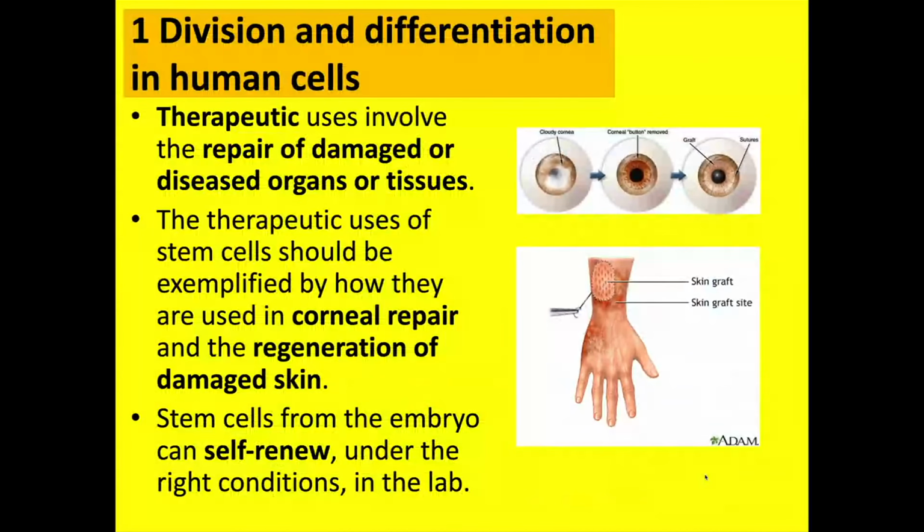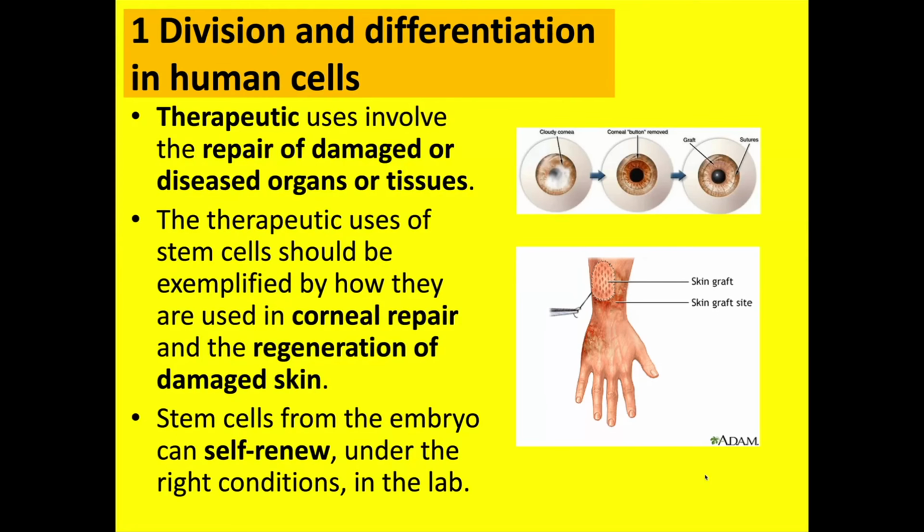So, the therapeutic uses of stem cells. What can we use them for in therapy and treatment and in helping people? Well, we use them in the repair of damaged or diseased organs or tissues, and we're going to look at a couple of examples of those. For example, the corneal repair that we can see in the first diagram there. The cornea is the outer layer of the eye, and when there are issues with that, they can actually remove that part, put in a graft which has been grown from stem cells, and replace the cornea in that way. They can also regenerate damaged skin.